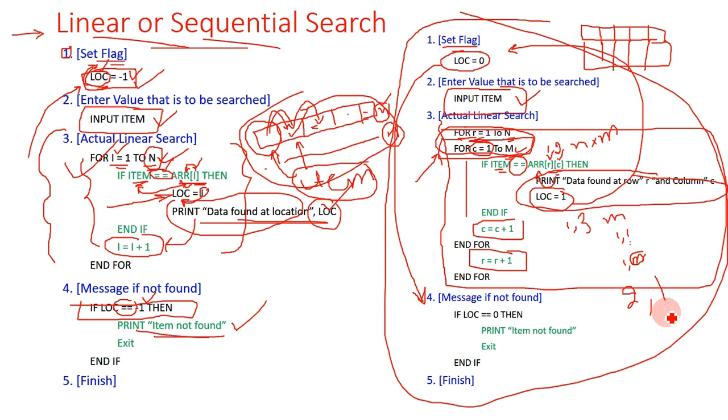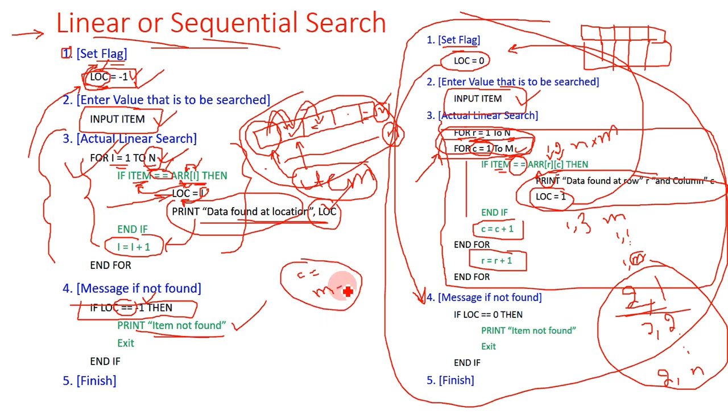So second row first column, second row second column, and this process will continue till the second row and n column. Every location value will be compared with the item, whether the item is found or not, and the process will continue. The inner loop will be terminated when the column value is incremented and goes to m plus 1.